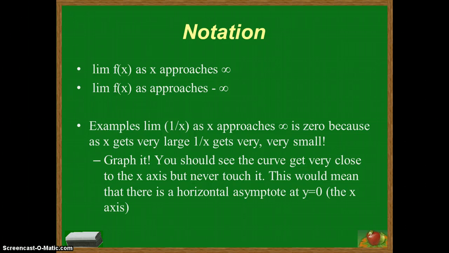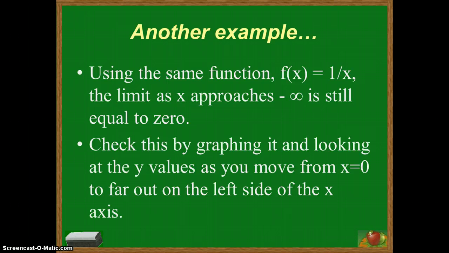If you graph this, you'll see that the curve gets very close to the x-axis but never touches it. This would mean that there's a horizontal asymptote at y equals 0, another name for the x-axis. Another example would be using our same function 1 over x. As x approaches negative infinity, that limit would still be equal to 0.